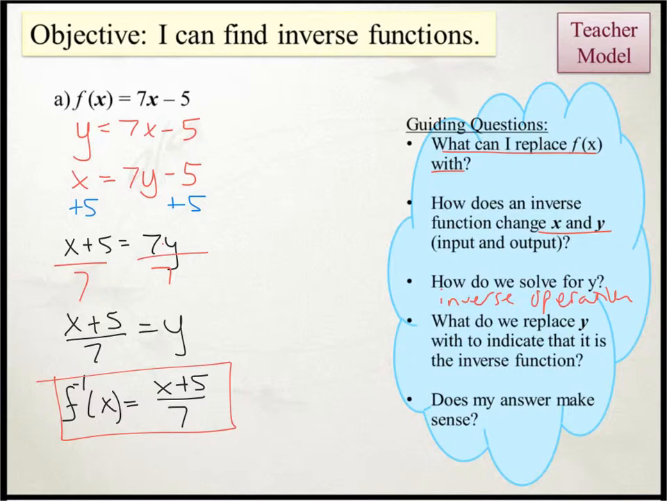I just want to let you know that you may also see something like this written in another form. This could be written 1/7 x plus 5/7. That might not look exactly the opposite from what we started with, but technically it's equivalent. Sometimes there are different ways of writing functions. It doesn't mean they're wrong, it's just taking a different form.